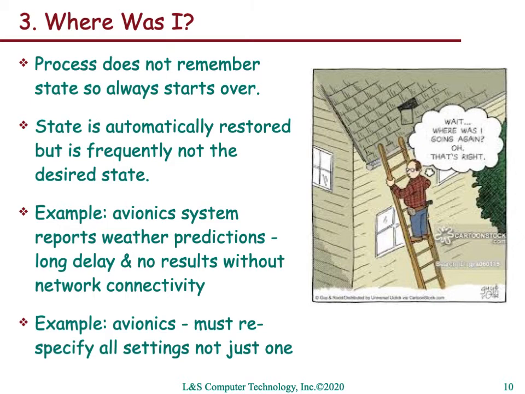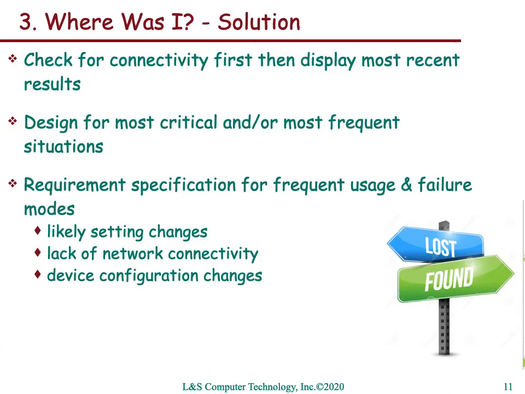Another example is another avionics application where I would like to change one parameter of an instrument approach procedure, but the avionics requires specifying everything. That's very frustrating and distracting and urgent when I'm flying in the middle of clouds and need to do this quickly. The solution for "where was I" is to first check for connectivity and then either refresh or display the most recent results.